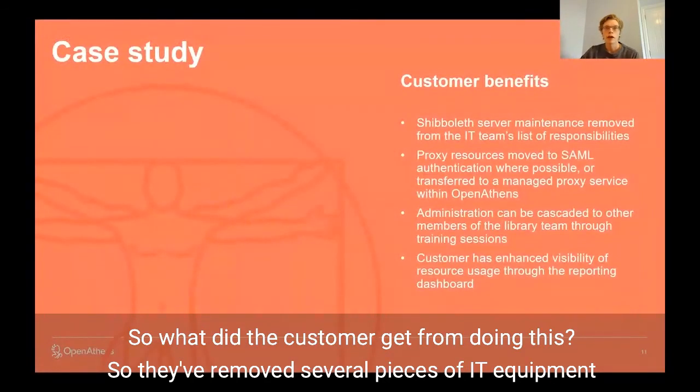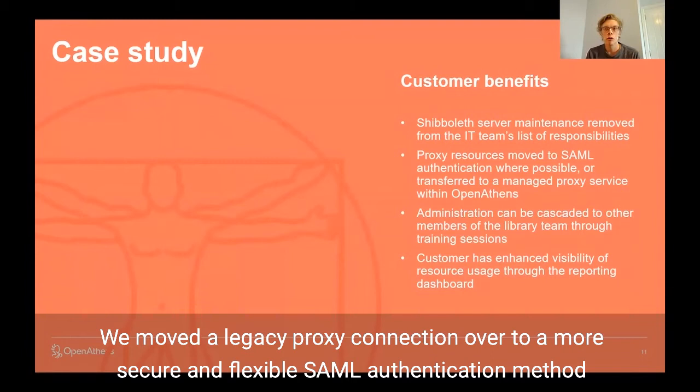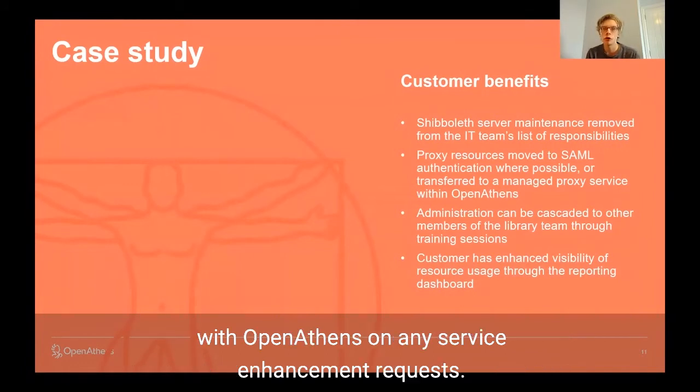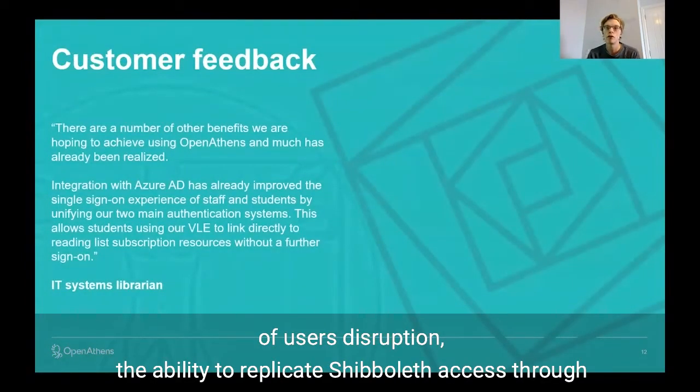So what did the customer get from doing this? They've removed several pieces of IT equipment on site that required specialist knowledge to administer. We've moved legacy proxy connections over to a more secure and flexible SAML authentication method, and further members of their IT team could be trained to make quality of life changes and work with OpenAthens on any service enhancement requests. The migration was done with the bare minimum of user disruption.